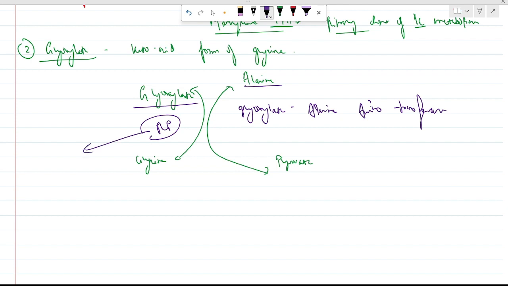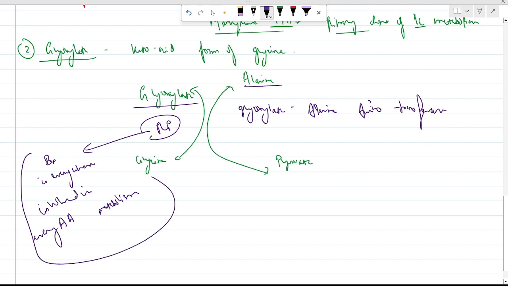Remember, PLP (B6) is everywhere involved in every amino acid metabolism. We will find PLP. PLP is a must in every amino acid metabolism, every conversion, every enzyme has this cofactor as PLP. So don't forget that.